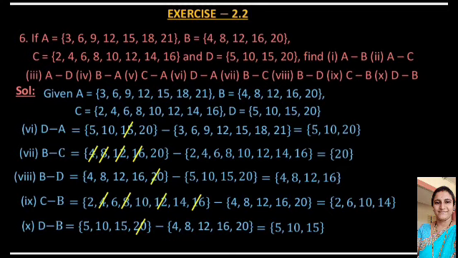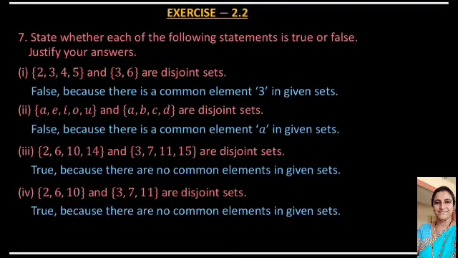Okay children, next question. If you observe the next question, state whether each of the following statements is true or false. First question: the set of 2, 3, 4, 5 and the set of 3 and 6 are disjoint sets. What did I tell you in the previous class about disjoint sets? Disjoint sets means there are no common elements in the two sets.